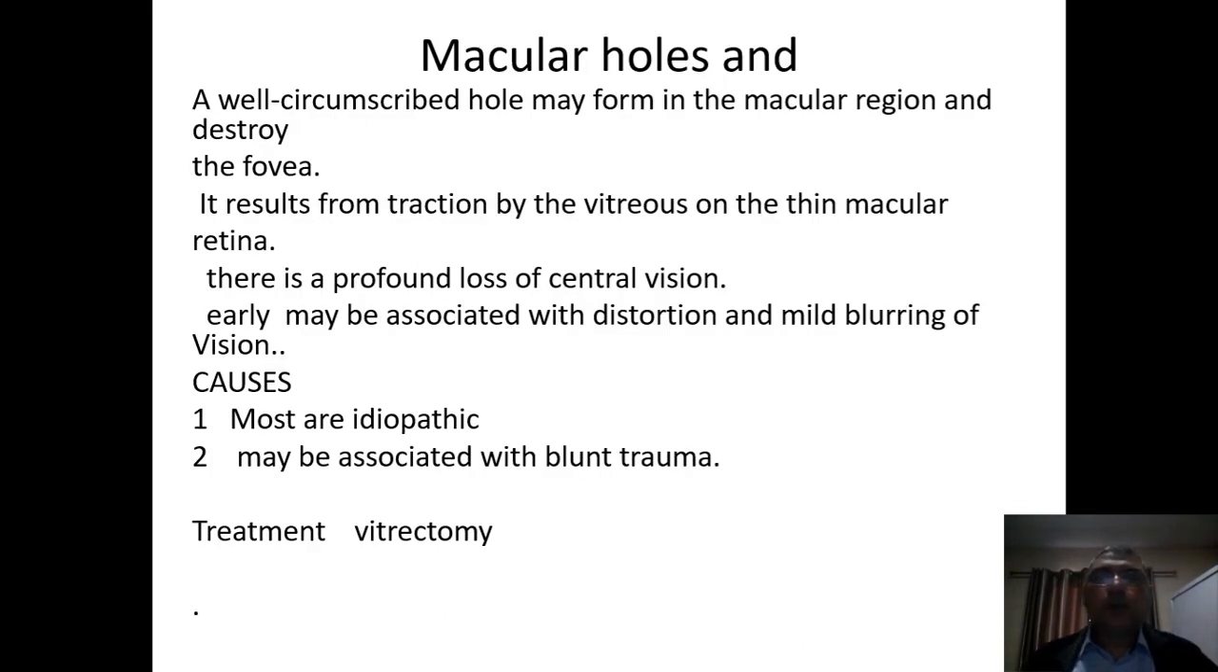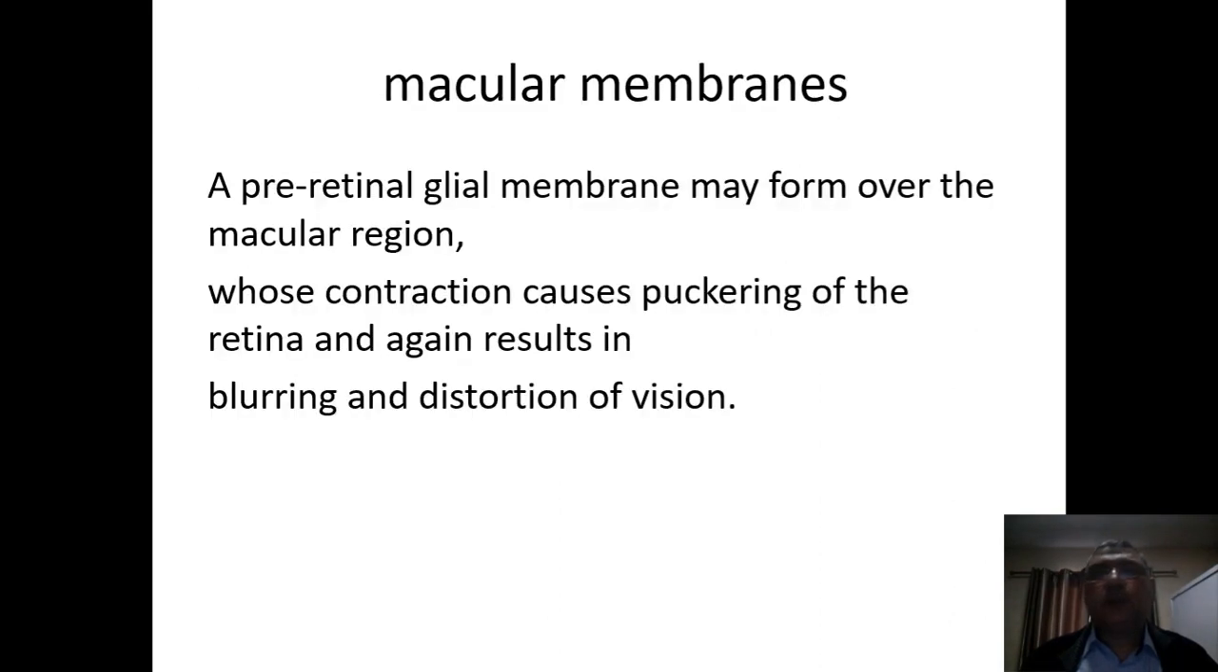The next subject is macular holes, which is a well-circumscribed hole occurring in the macular region, destroying the fovea. And usually it results from traction by the vitreous on the thin macular retina, resulting in loss of central vision, and may be associated with distortion and blurred central vision. Most cases of macular holes are idiopathic, but sometimes it may be associated with trauma, and the treatment usually is vitrectomy to remove the vitreous traction.